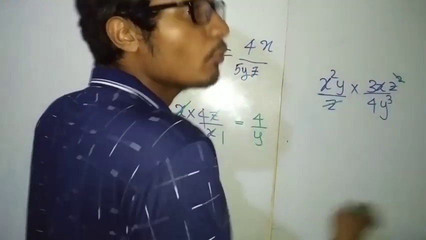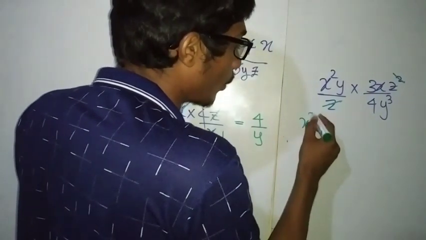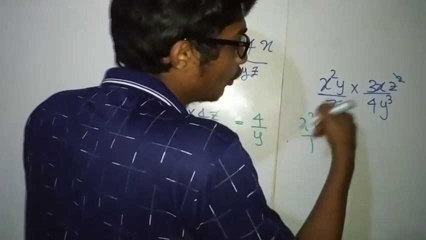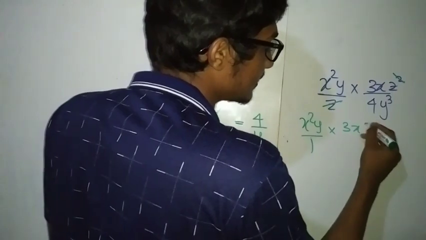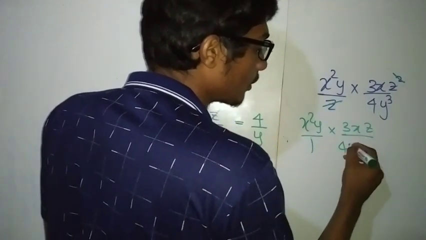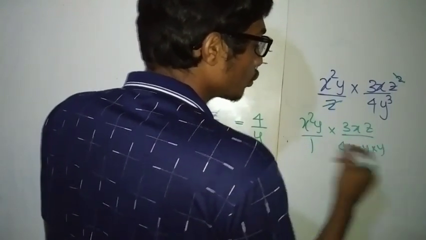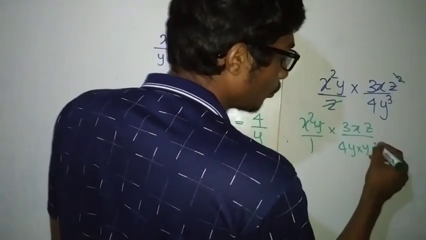And if you have y and y cube, right? Y cube, what does that mean? Y into y into y. So you have x squared y over 1. Now you don't have this z multiplied by 3x z over 4. Y cube is going to be y into y into y. So you can cut one of the y's. So y to y gone.